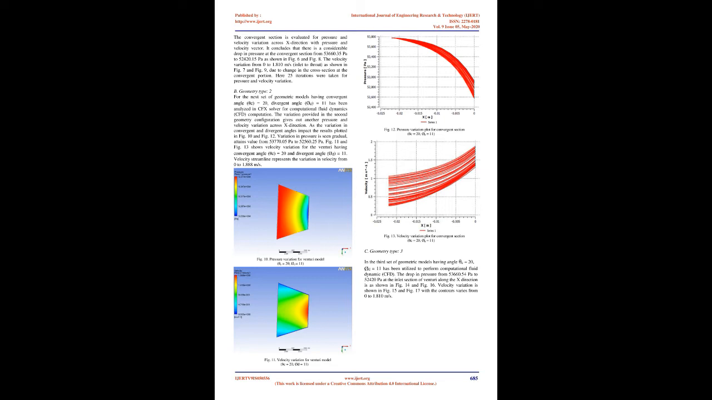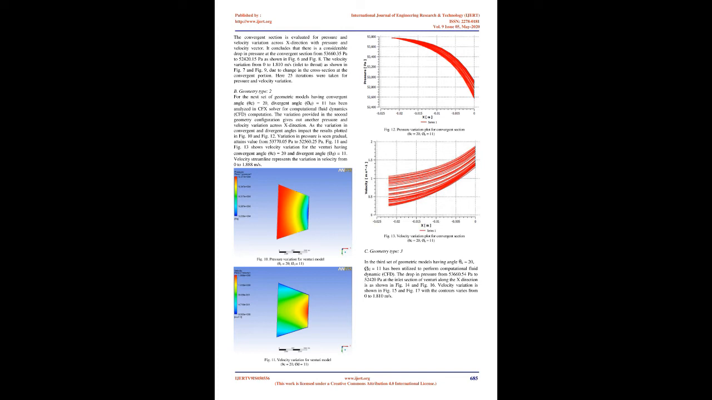A. Geometry type 1. The analysis of Venturi sections based on computational fluid dynamics, CFD, has been conducted as shown below. The following results for the pressure and velocity contours are analyzed and represented according to the geometry of Venturi having convergent and divergent angles as θC equals 21, θD equals 9. The convergent section is evaluated for pressure and velocity variation across the x direction with pressure and velocity vectors.